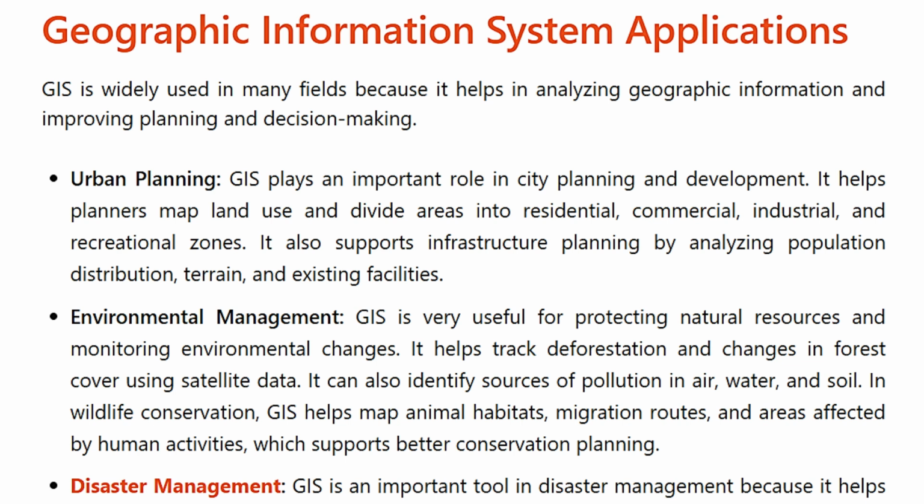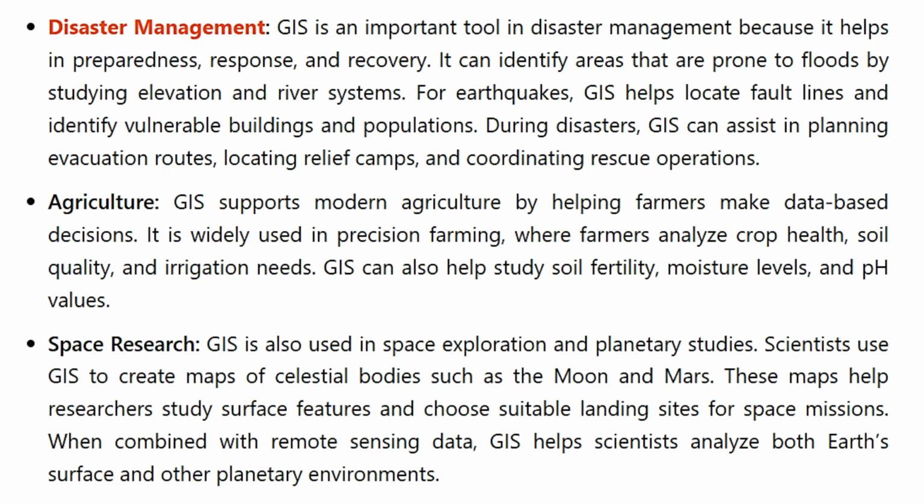Environmental management. GIS is very useful for protecting natural resources and monitoring environmental changes. It helps track deforestation and changes in forest cover using satellite data. It can also identify sources of pollution in air, water, and soil. In wildlife conservation, GIS helps map animal habitats, migration routes, and areas affected by human activities, which supports better conservation planning.